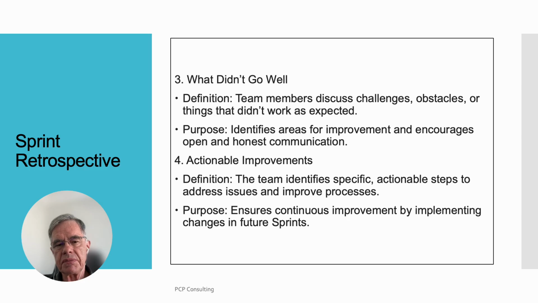What didn't go well? Definition: team members discuss challenges, obstacles, or things that didn't work as expected. Purpose: identify areas for improvement and encourages open and honest communication.